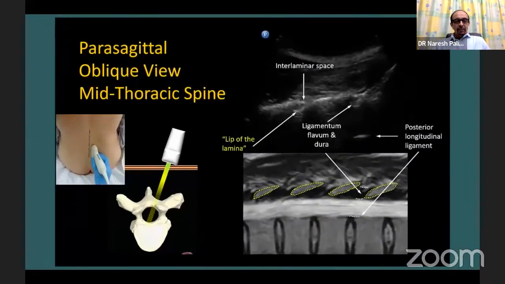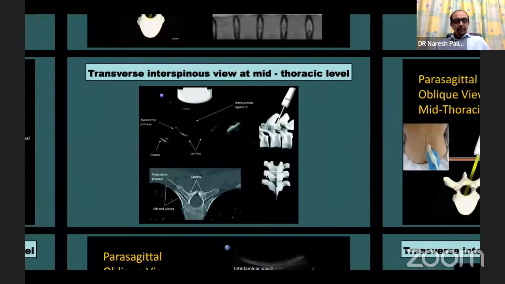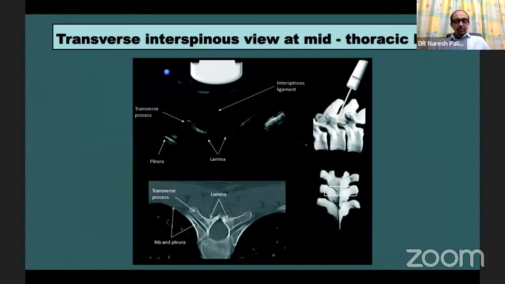The parasagittal oblique view at the mid-thoracic spine is usually used to locate the ligamentum flavum dorsal dura complex, that is, the LFD complex. A transverse interspinous view at mid-thoracic levels is usually of no use.